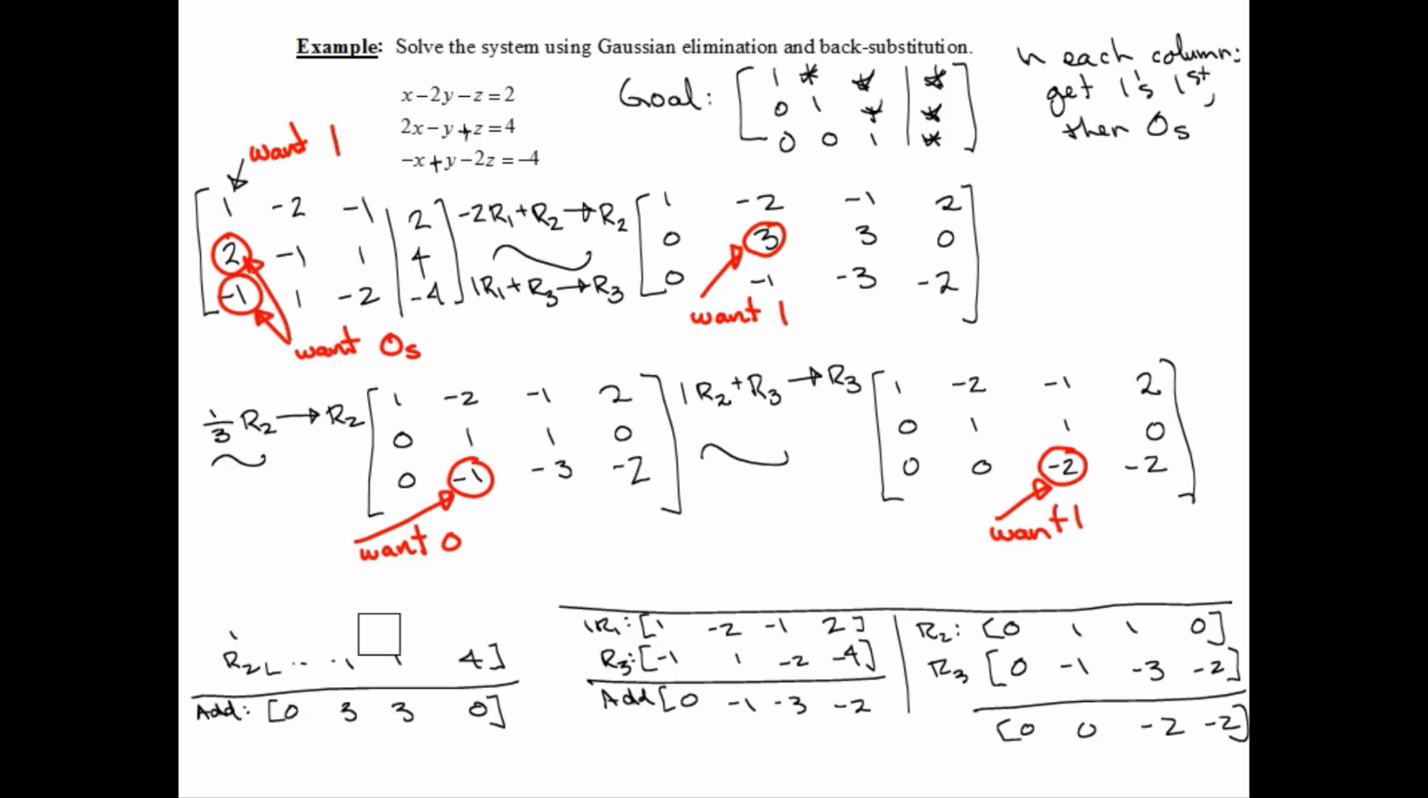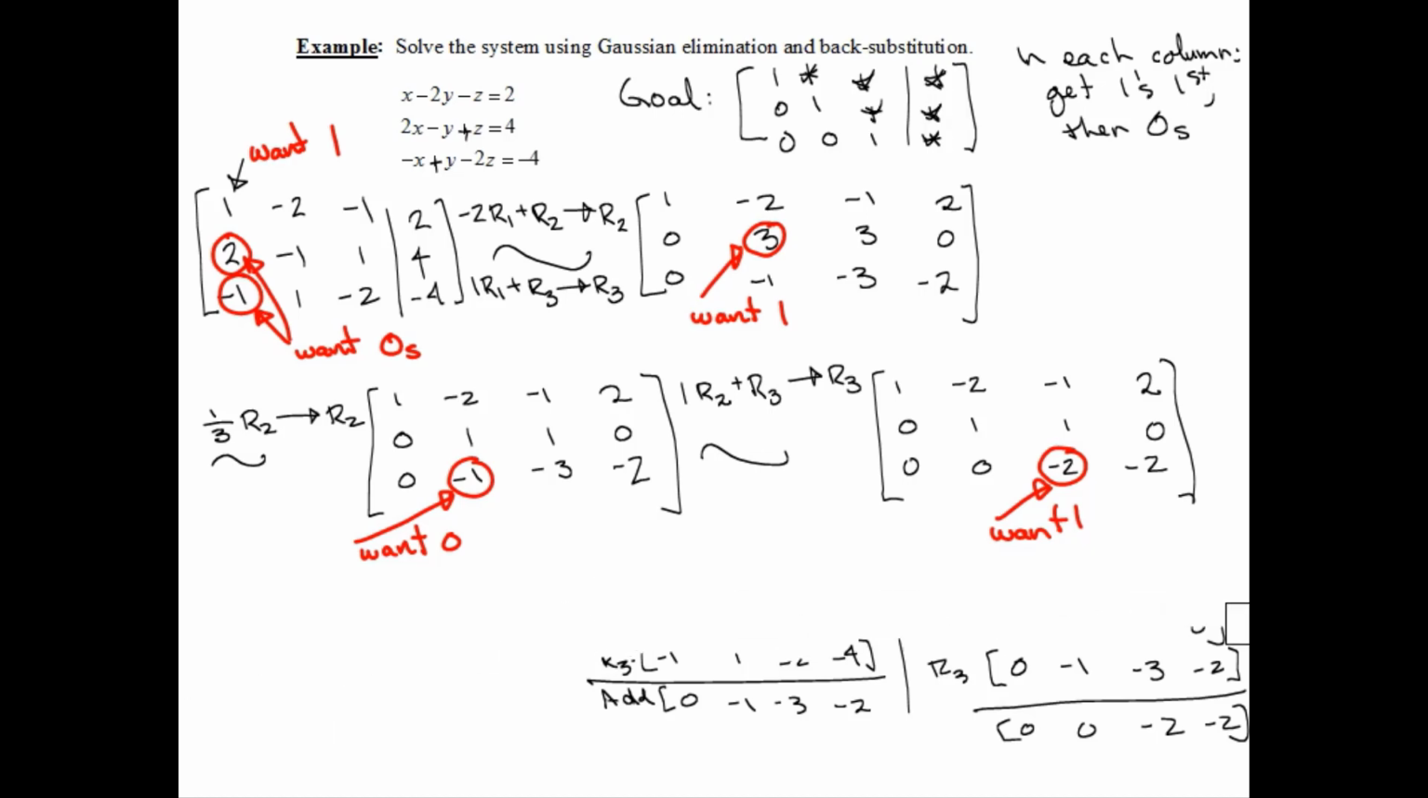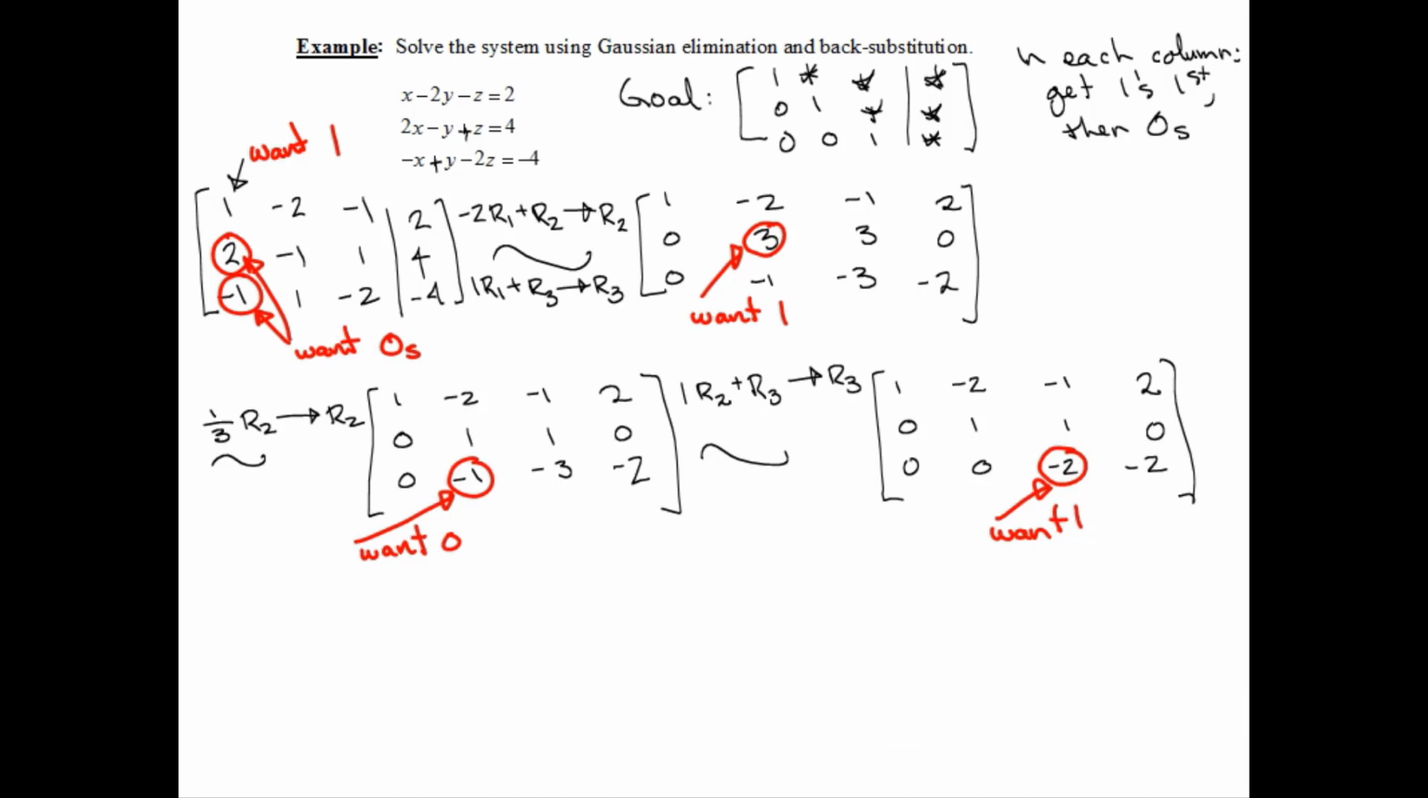Okay, how do we get a number to be a 1? We multiply that row by the reciprocal of that number. So now I'm going to simply multiply the third row by the reciprocal of the negative 2, which is negative 1/2. Row 3, we're going to put it into row 3. So this is going to give me 0, 0, 1, 1. My other 2 rows stay there.